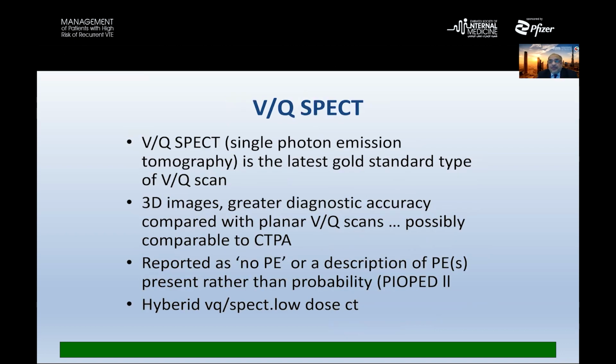There's a new test which is coming up, which is VQ SPECT. It's a 3-dimensional VQ scan, and it's said to be much, much better than the simple VQ scan. It clearly tells you there is PE or no PE. And now they are starting the hybrid VQ SPECT and a low-dose CT to diagnose PE in a specialized group of patients. So it's a new test. If you have it in your hospital, it's the best one to go for. If you don't have it, you don't have it.